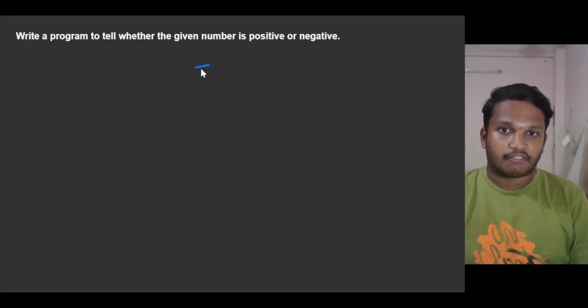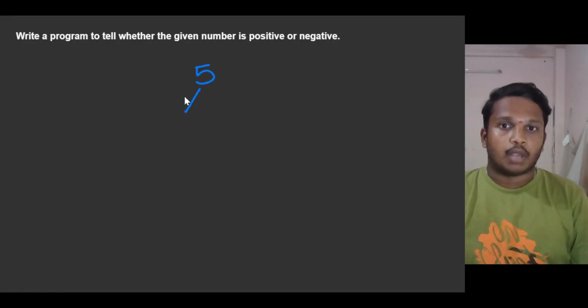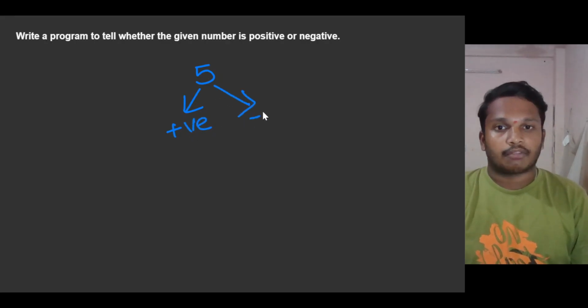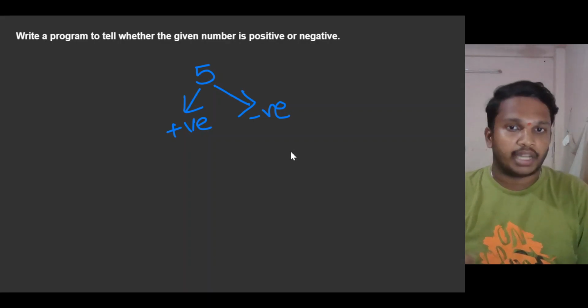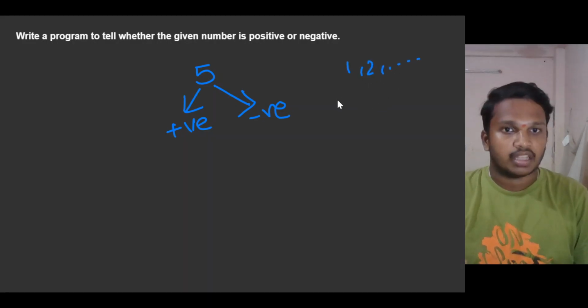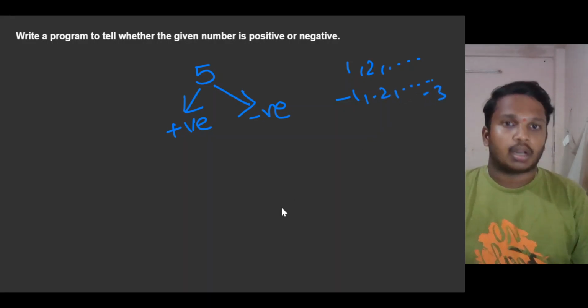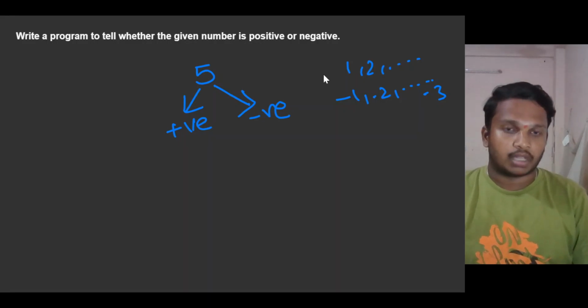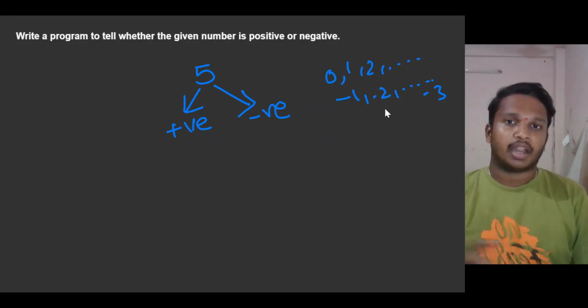Consider a number 5. Is 5 positive or negative? How can we tell whether a number is positive or negative? Normally, we have numbers like 1, 2, 3, and so on. Similarly, -1, -2, -3, and so on. These are the different numbers possible for us. Leave the rational numbers aside. Okay. 0, 1, 2, 3, and -1, -2, -3. And -0 is not there.